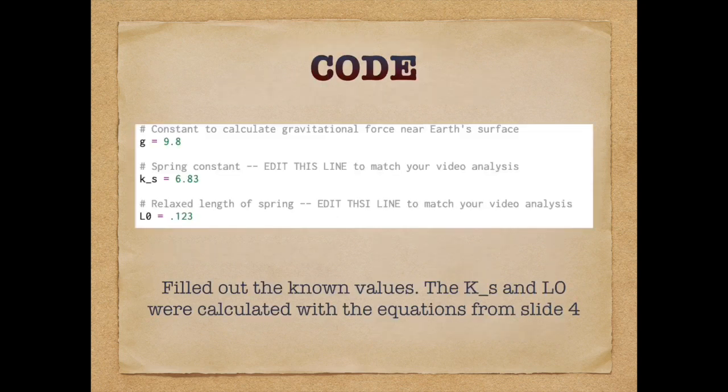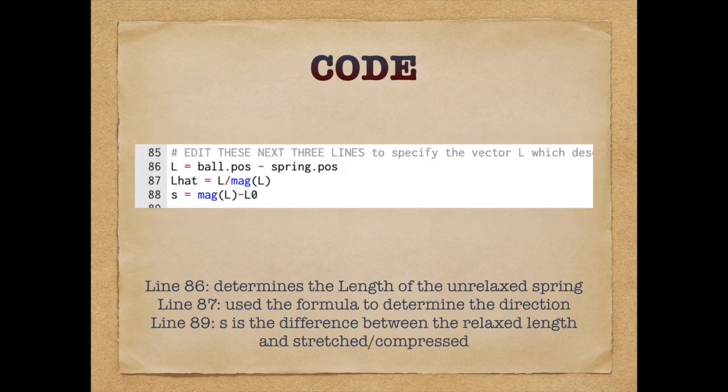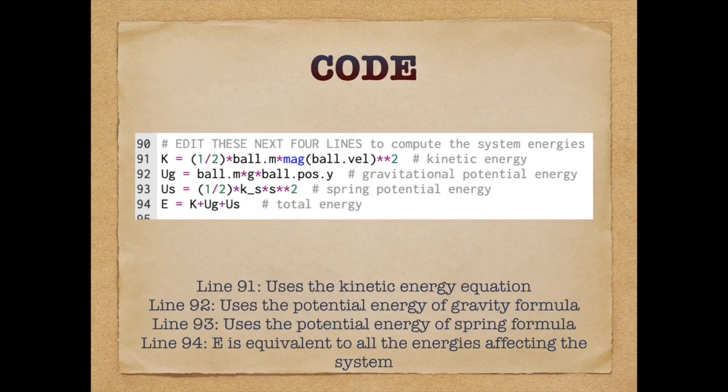The code. The first part of the code is going to be just entering the already known values. The second part of the code is going to be getting the length of the stretched spring, which is just going to be the ball position minus the spring's position. And then, of course, calculating the direction of that. And then s equals magnitude of L minus L0 is just going to be the difference between the relaxed length and the stretched or compressed length.